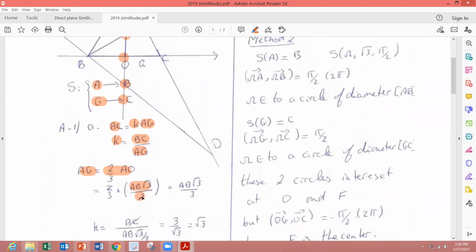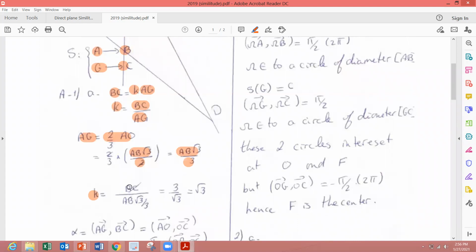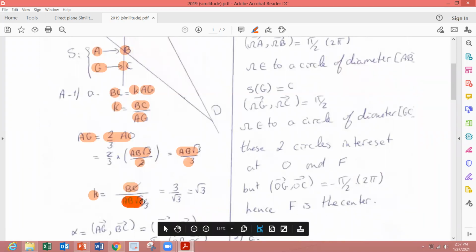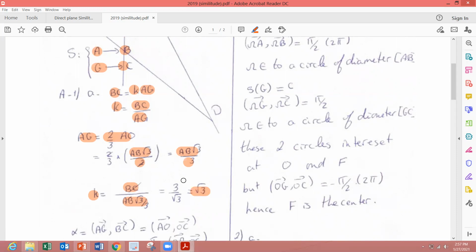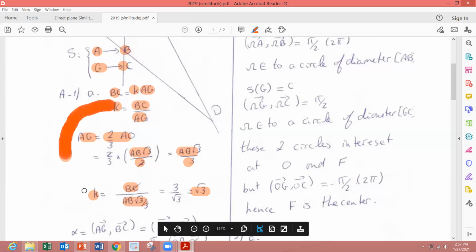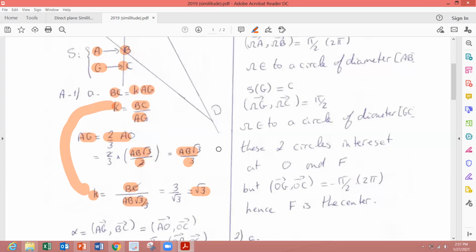After simplifying we are left with AB radical 3 over 3. So k equals BC over AG, which is BC over AB radical 3 over 3. BC and AB are equal in length in an equilateral triangle, so we simplify and get 3 over radical 3, which equals radical 3. Instead of AG we put AB radical 3 over 3. Are you writing? Yes. Okay, did you understand this part?